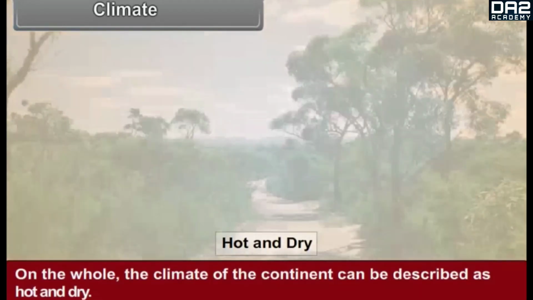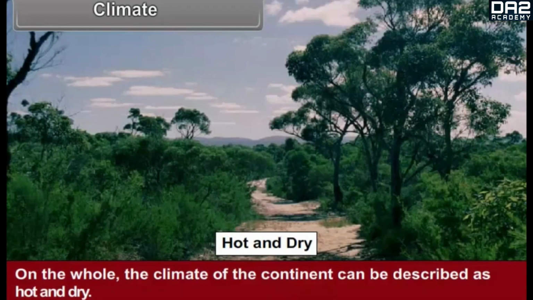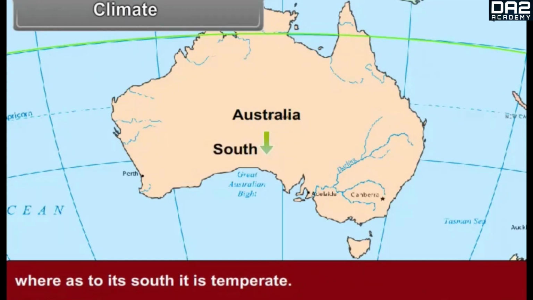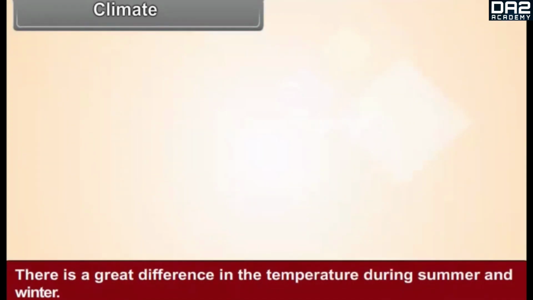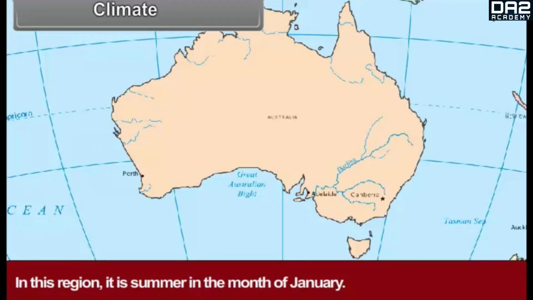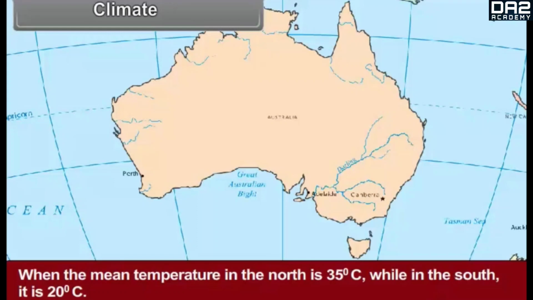Climate. On the whole, the climate of the continent can be described as hot and dry. The area to the north of the Tropic of Capricorn has a tropical climate, whereas to its south it is temperate. There is a great difference in the temperatures during summer and winter. In this region, it is summer in the month of January, when the mean temperature in the north is 35 degrees Celsius, while in the south it is 20 degrees Celsius.